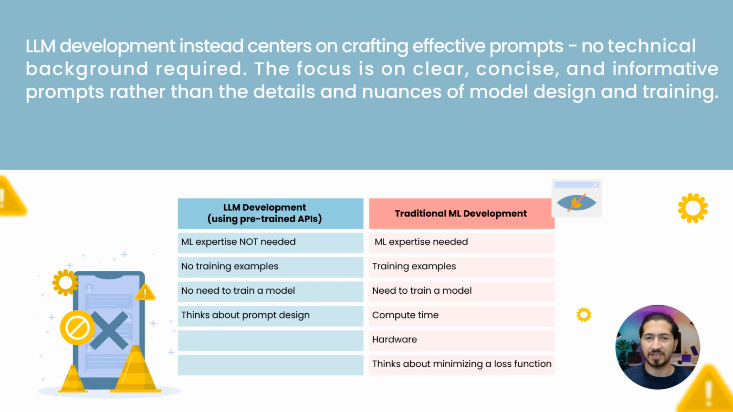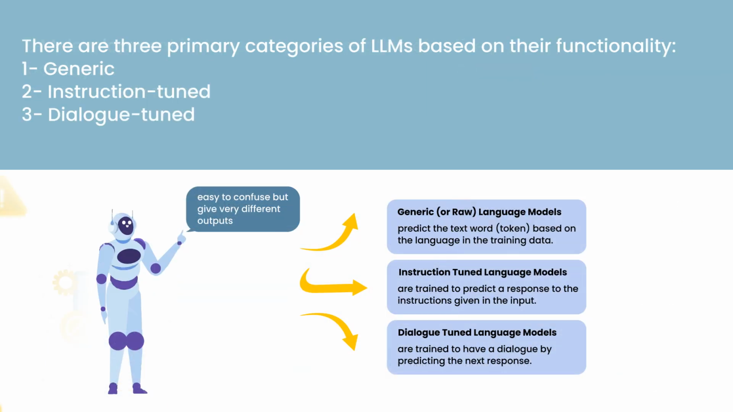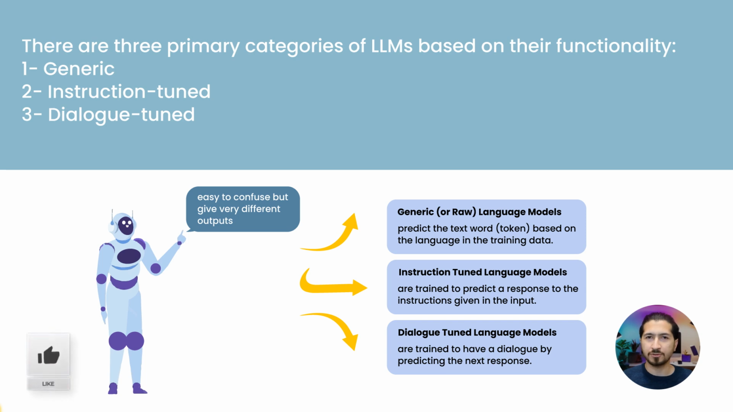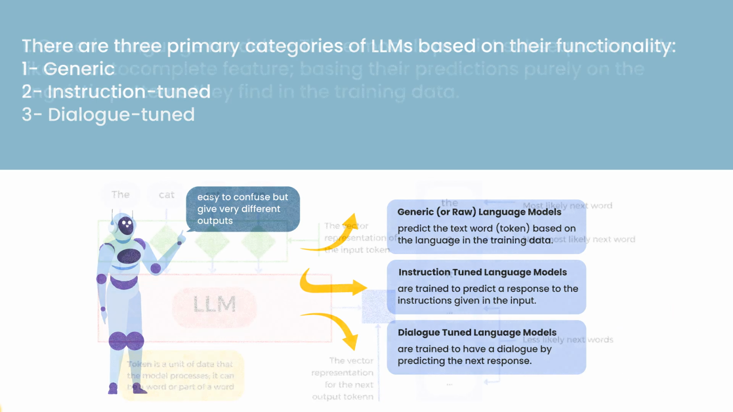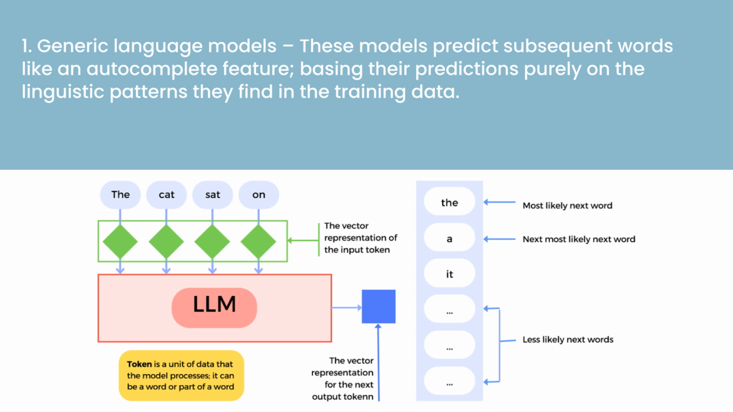model design and training. There are three primary categories of LLMs based on their functionality: generic, instruction-tuned, and dialog-tuned. Generic language models. These models predict the subsequent words like an autocomplete feature. Their predictions are purely based on linguistic patterns they find in their training data.